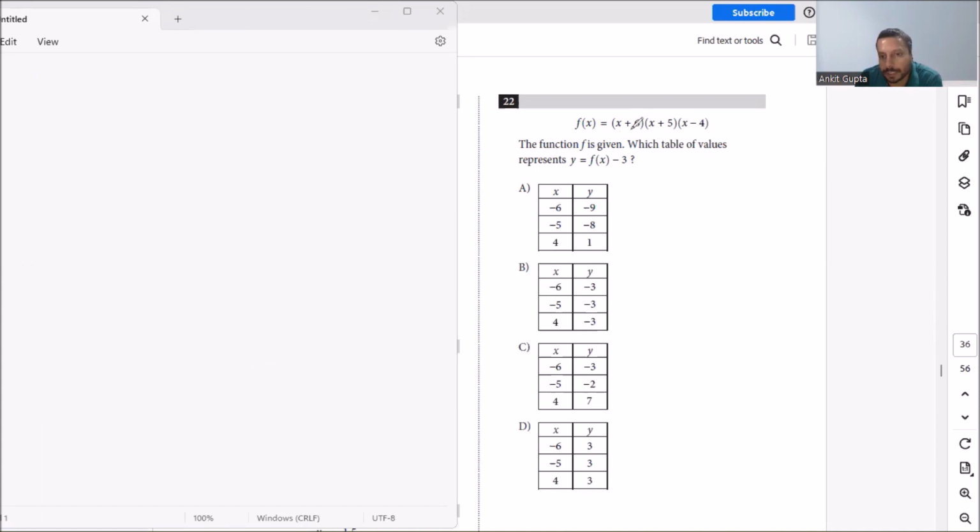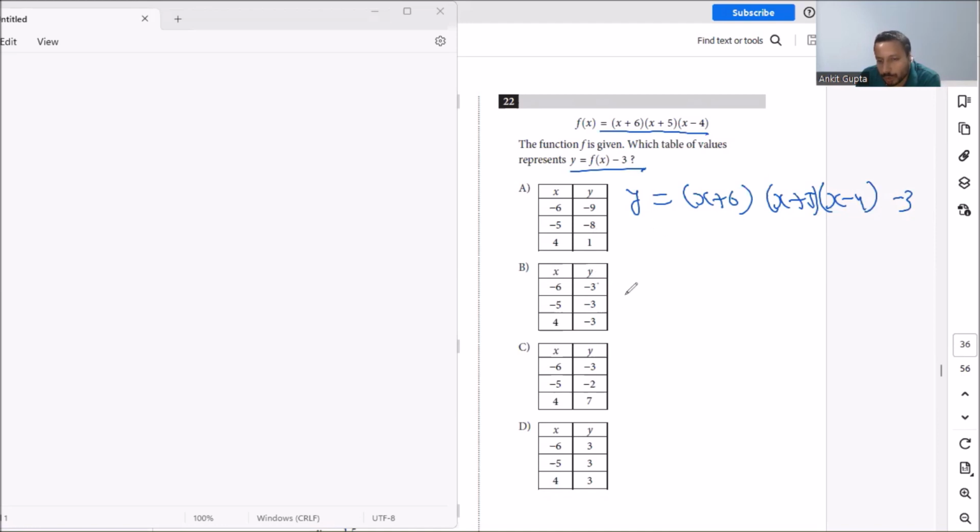F of x is equal to x plus 6 multiplied by x plus 5 multiplied by x minus 4. The function f is given. Which table of values represents y is equal to f of x minus 3? Right, so that will become y is equal to x plus 6 times x plus 5 times x minus 4 minus 3. Now let's see which of these values will satisfy this, right?